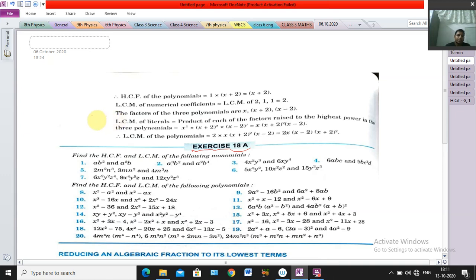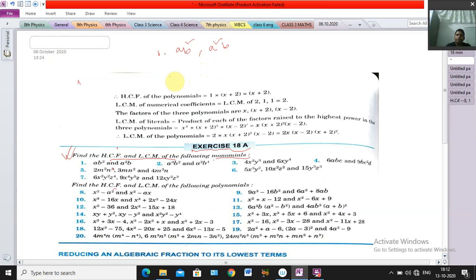See, the first question is telling here: find the HCF and LCM of the following monomials. So question number 1 is given here: AB square and A square B. We have to find out what our HCF and LCM are.